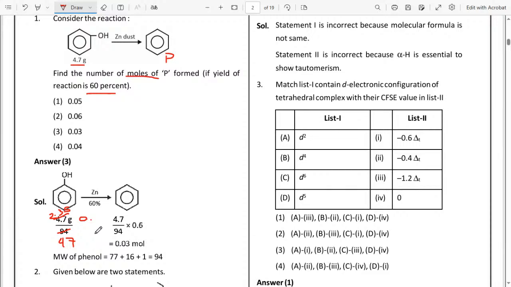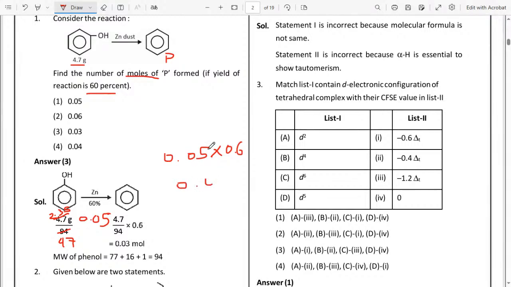So it is 0.05 moles they are taking. And now what is the percentage of yield they are getting? 60%. So how much are you going to get? It is nothing but 0.03.